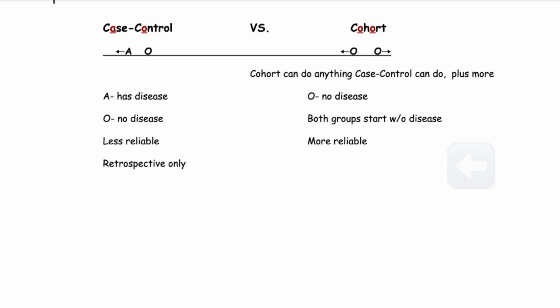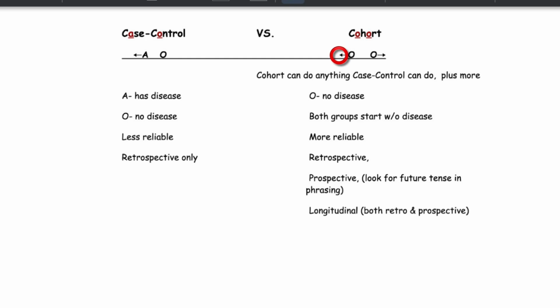Cohort is starting out with two groups that are the same. Neither of them have the disease. We do have an arrow going to the left because it can be retrospective, looking back in time, because it can do anything case control can do. But it can also look into the future. Nobody's starting out with the disease, but we will ask the question, who will get the disease for cohort? We have a prospective study as well. And if we have both prospective and retrospective, then we call that a longitudinal study.